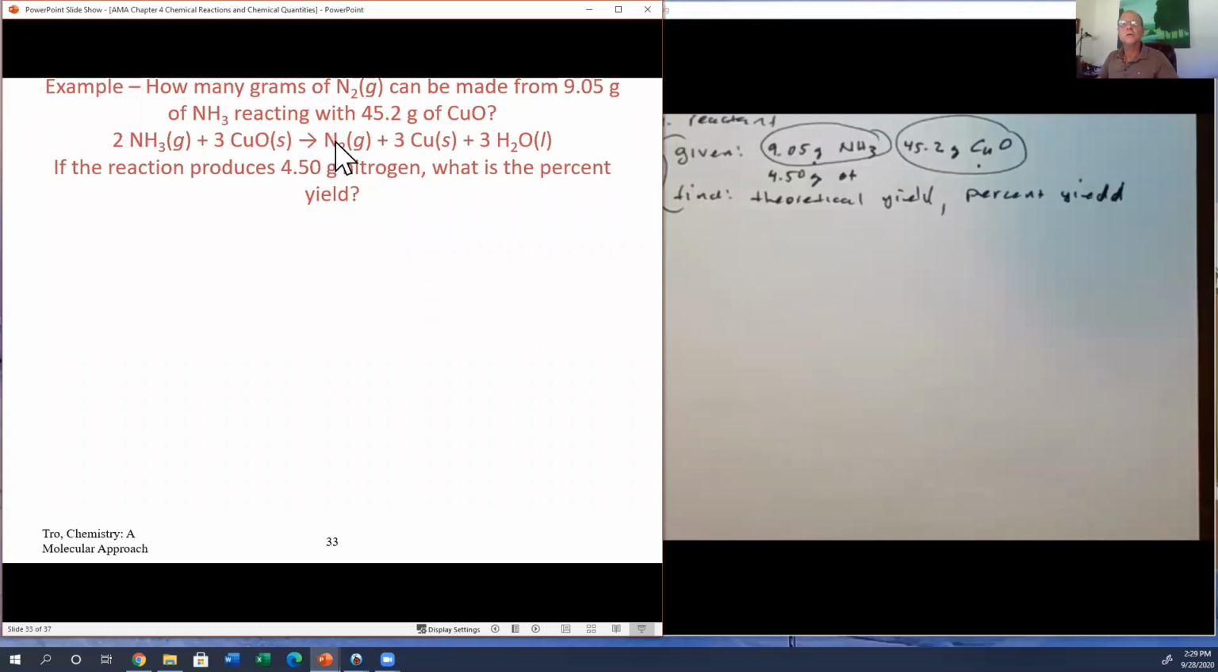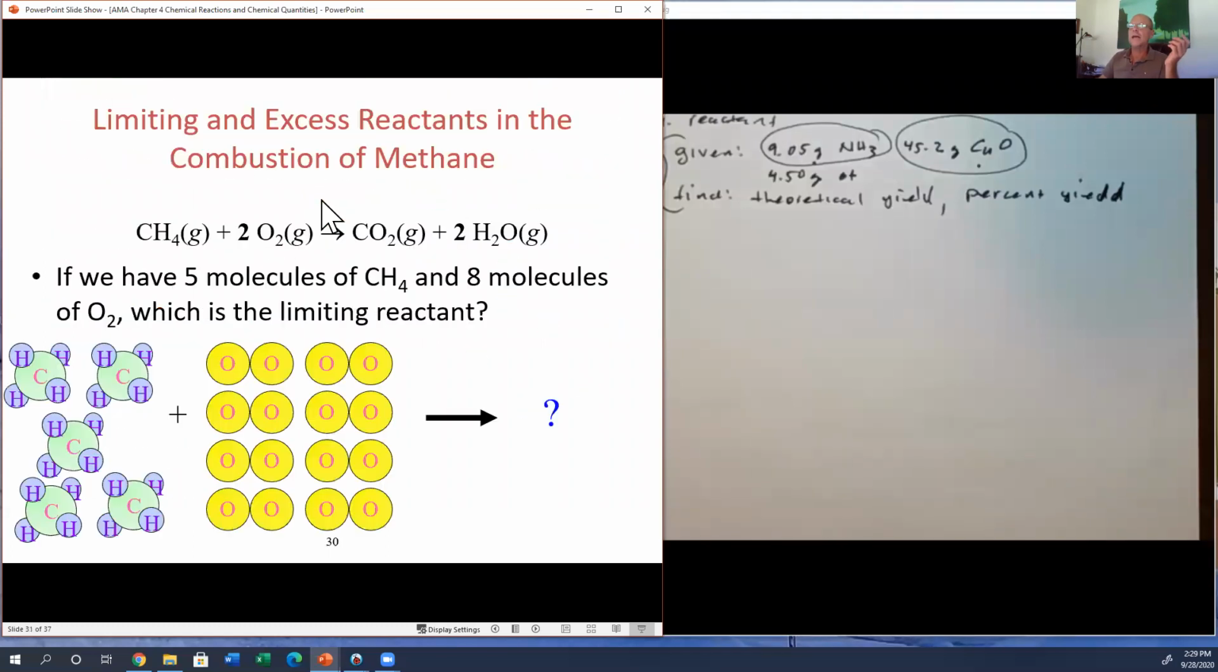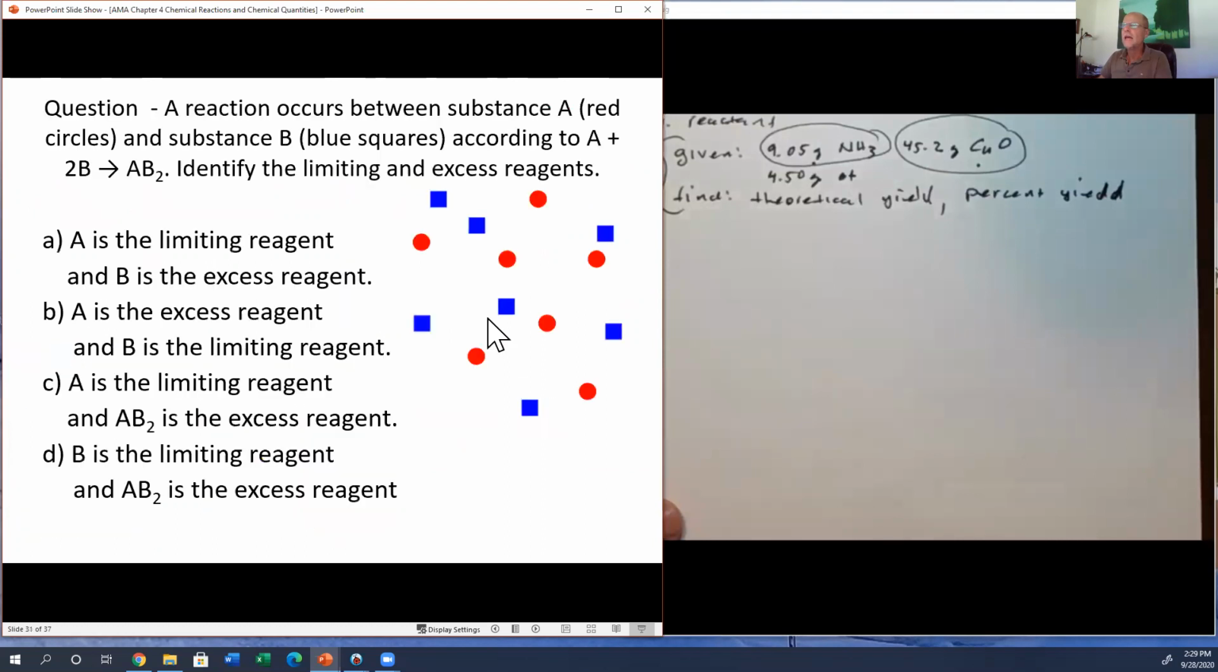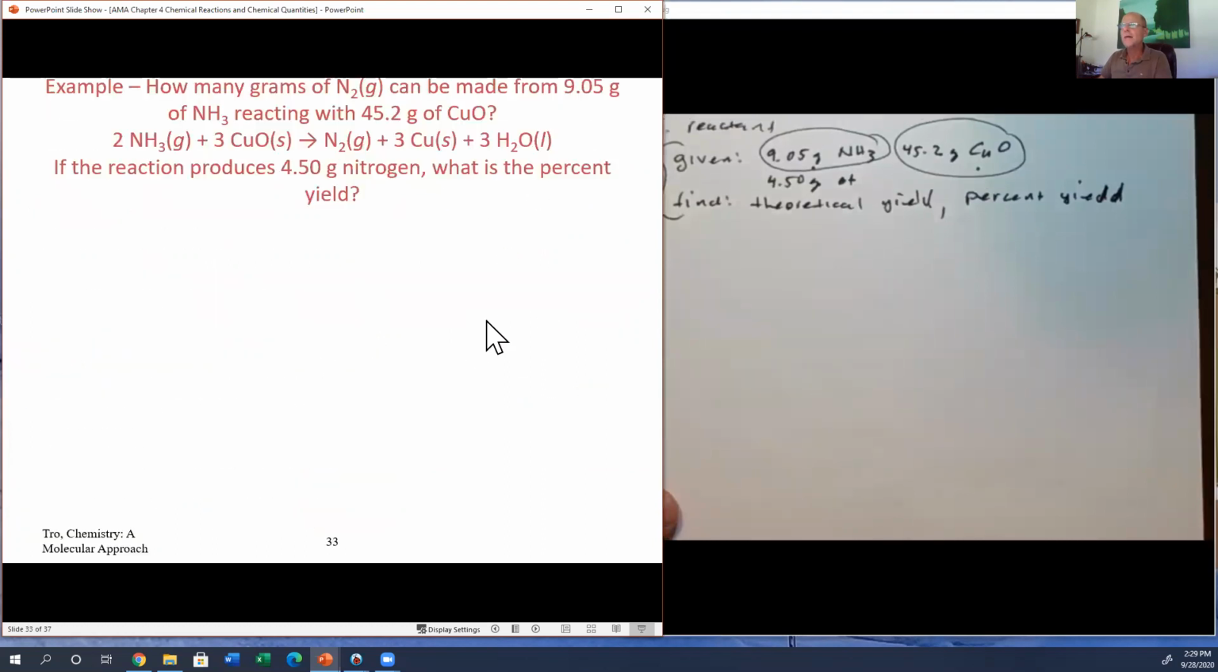So what should I do? Well, what did I do with the pizza analogy? I calculated how many pizzas I can make from the amount of each of the starting materials. I said, okay, if I have 4 crusts, I can make 4 pizzas. If I have 10 cups of cheese, I can make 5 pizzas, and so on. So what I'm going to do is start with each of the materials that I have, and figure out how many grams of nitrogen I can make from those things.